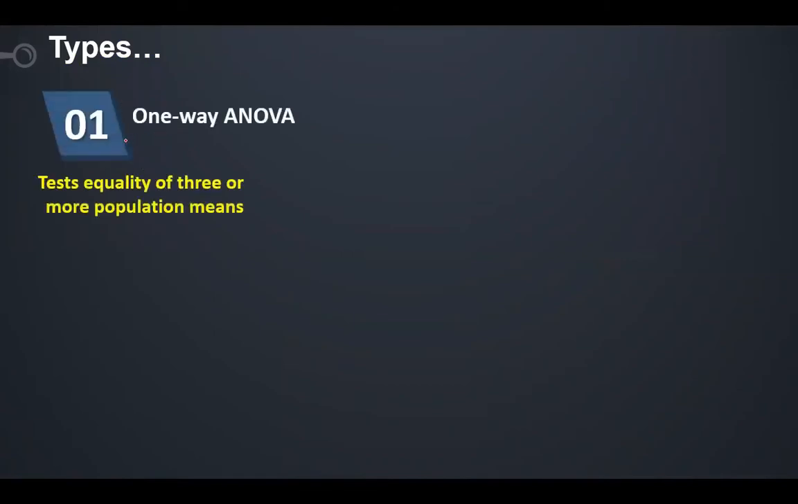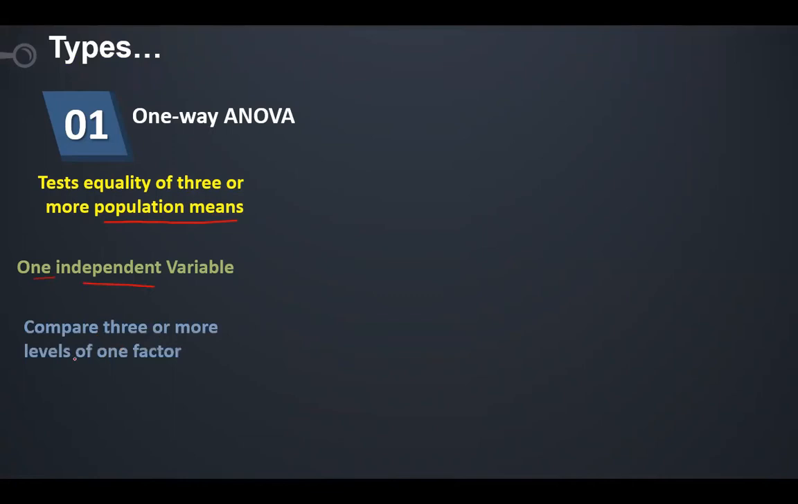Now, next, what are the types we are going to see here? The first type is called the one-way ANOVA. Why are we using it? It is the test of equality of three or more population means. We are having three populations, and we want to find out the population means. We'll be using one-way ANOVA. Here in one-way ANOVA, we'll be having one independent variable and compare three or more levels of one factor. Only one factor will be available in one-way ANOVA. You have to keep that in mind.